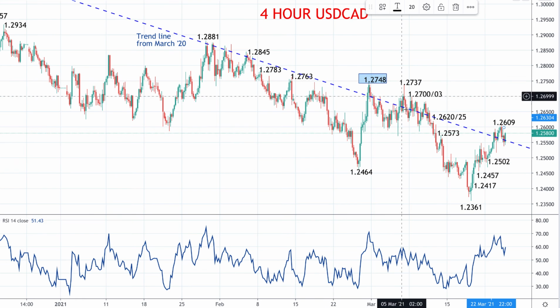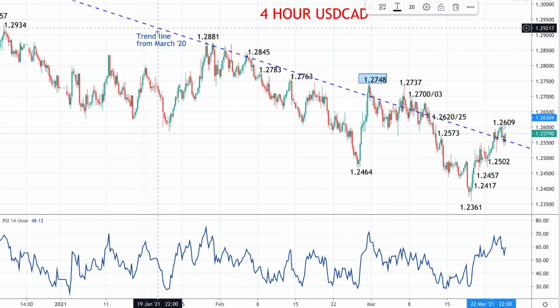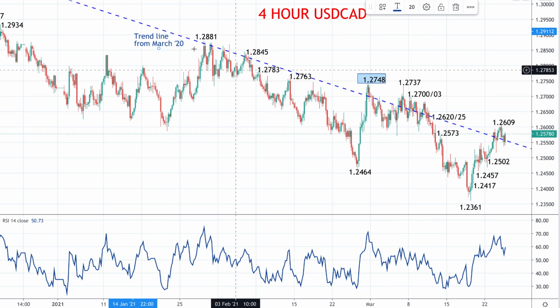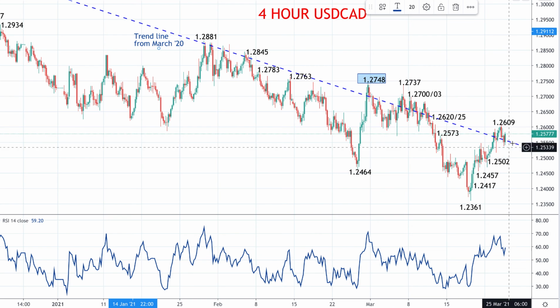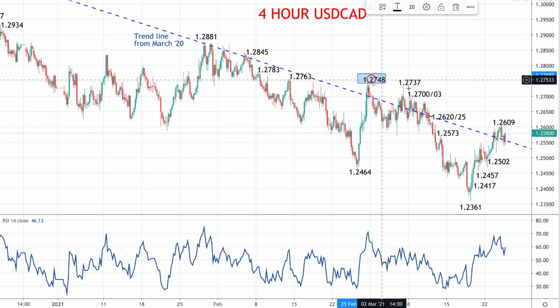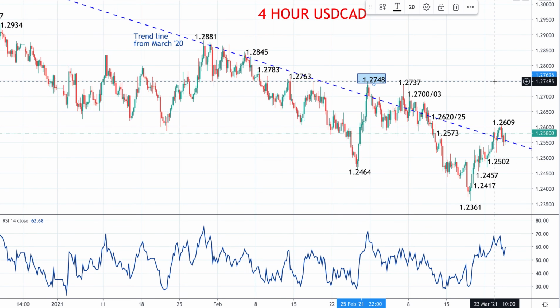We've repeatedly probed above this down trend line, the trend line from March 2020. You see loads of probes above it, but no real categoric push above it and hold. Is this going to be the phase where we get the push and hold above there, targeting at least 127.48 and potentially higher through the end of the month?